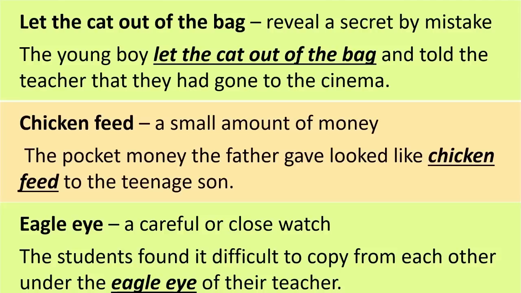Now look at the sentence. The pocket money the father gave looked like chicken feed to the teenage son. So the teenage son wanted a better amount of money as pocket money. They have lots of things to spend on these days. It's a materialistic world. So the pocket money was not enough. The child thought it is only chicken feed.